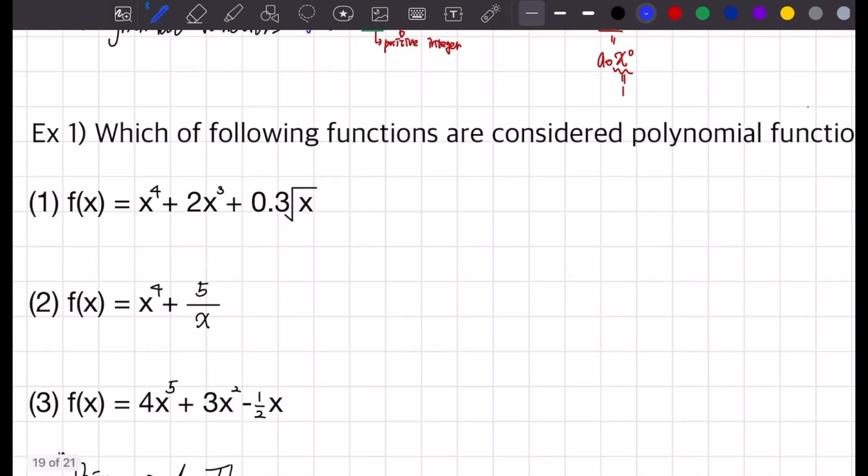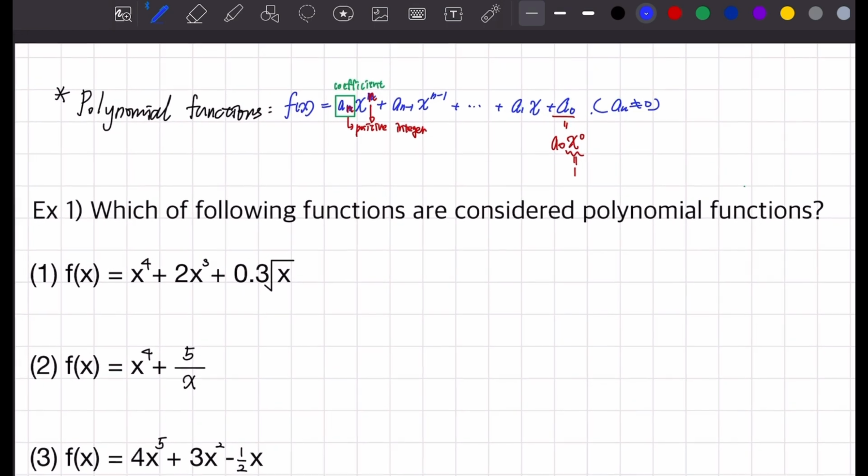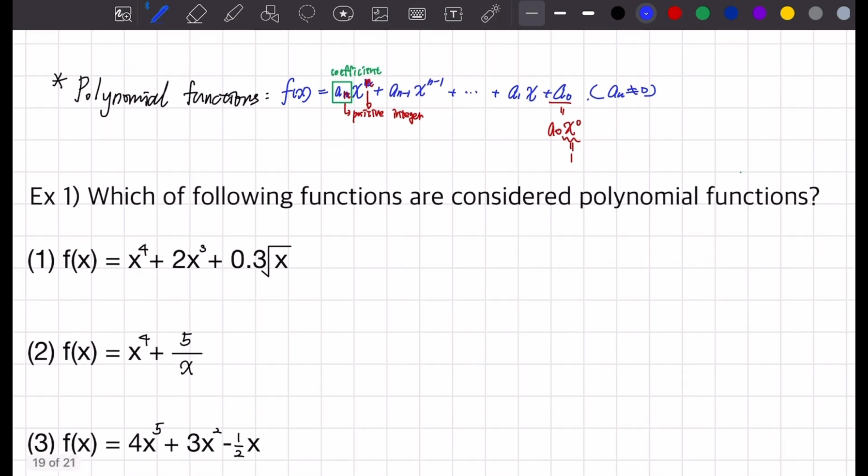Now, I think we can do some practice to judge which function is a polynomial function. You can do it by yourself first. Okay, if you're done, let's do it together. First one is f of x equals x to the first power plus 2x cubed plus 0.3 root x. You can see here there is a root in the function, which means it is not a polynomial function. Now let's see the second one. It is x cubed plus 5 over x. Because x is in the denominator, we know this is not a polynomial function.